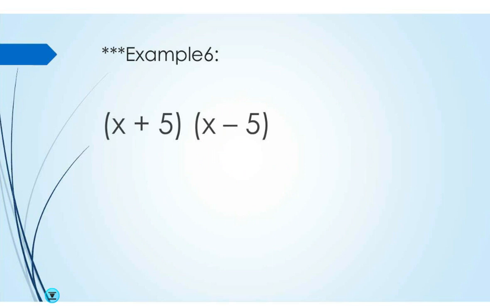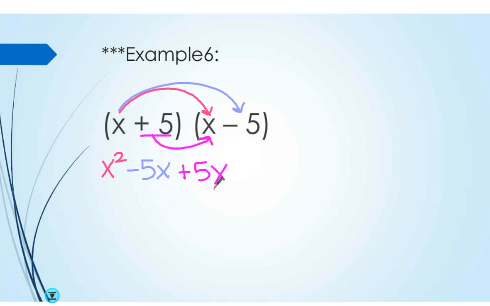All right, let's just run through this one real quick. Same thing. Distribute your x to the x. We get x to the second power. x times a negative 5, that's a negative 5x. Positive 5 times x is a positive 5x. And then 5 times negative 5 is just negative 25.